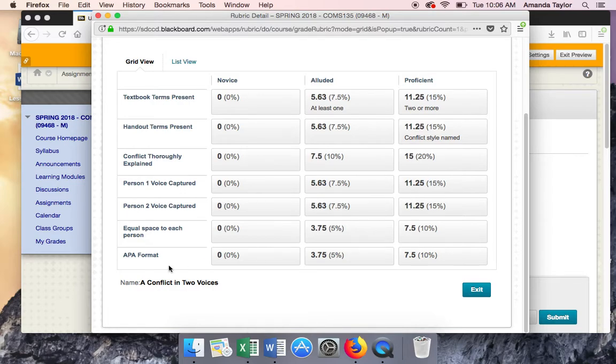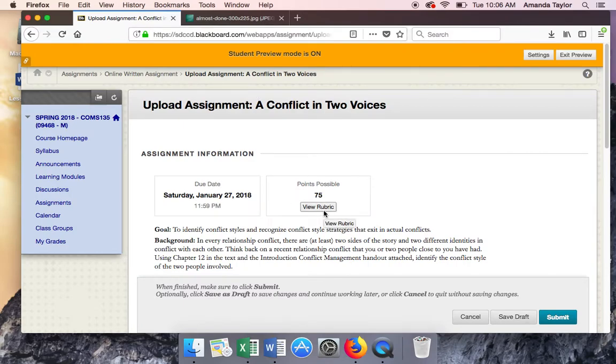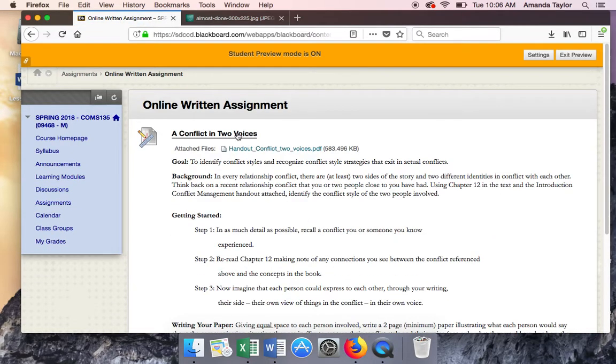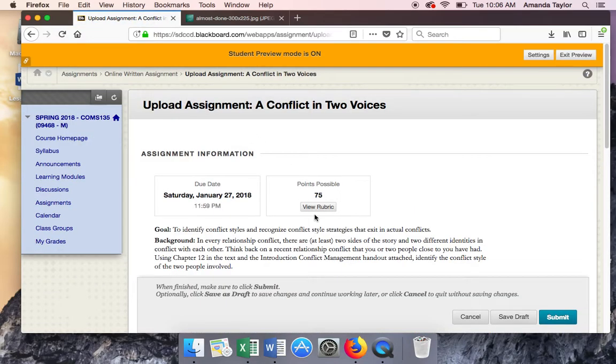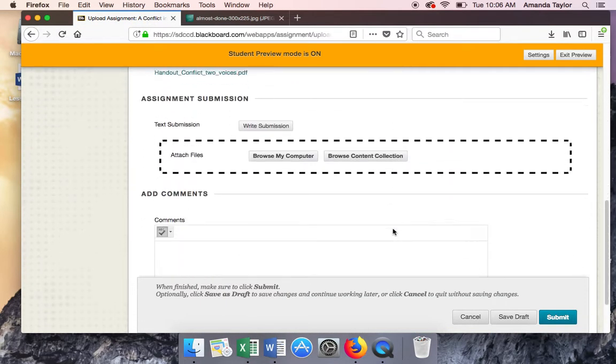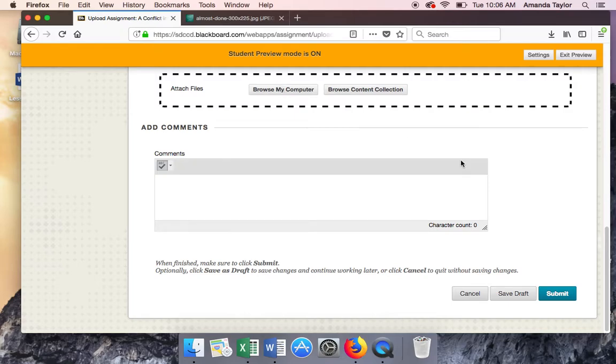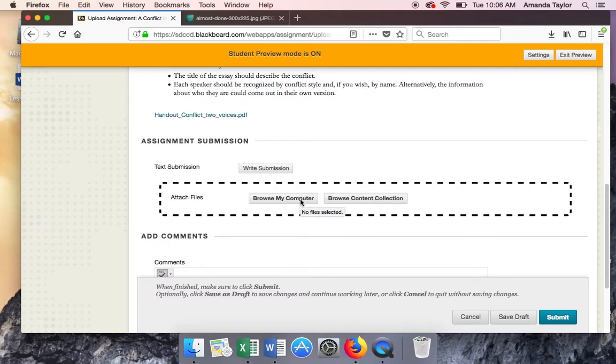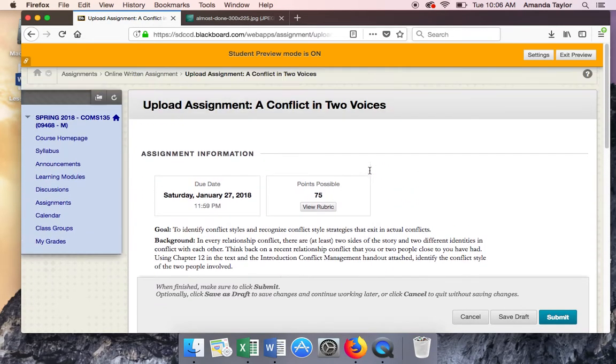And then APA format, you do need to have a title page with the proper running head and then the proper headers on your subsequent pages, and then of course the resource page. And you can access this at any time by just that path I took you on, the online written assignments. Click on the conflict in two voices and view rubric. When you scroll down, you can browse my computer, that's how you're going to attach this essay when you are done with it. It should be in Word format.